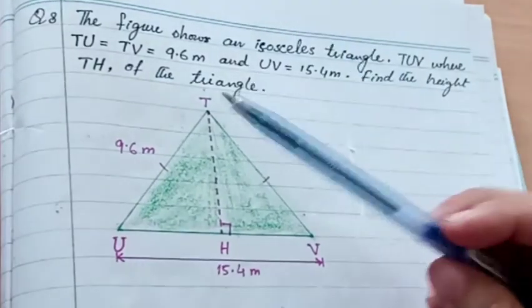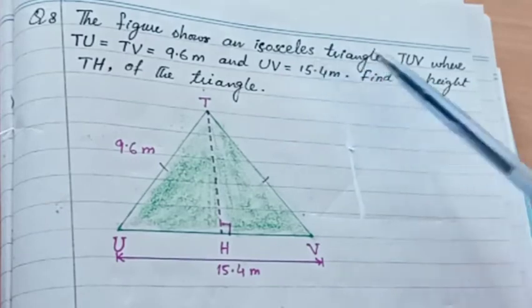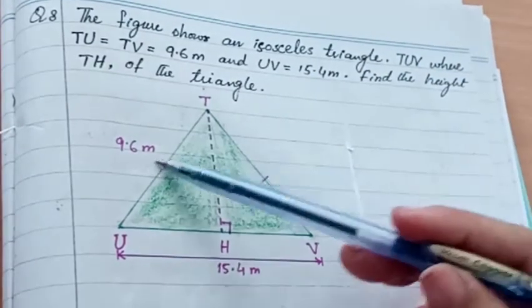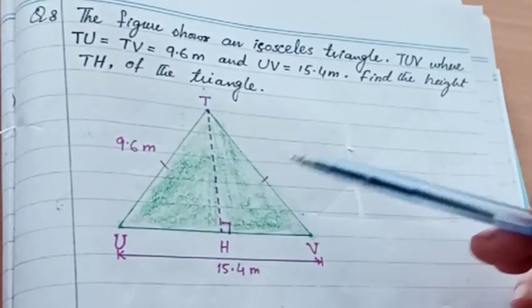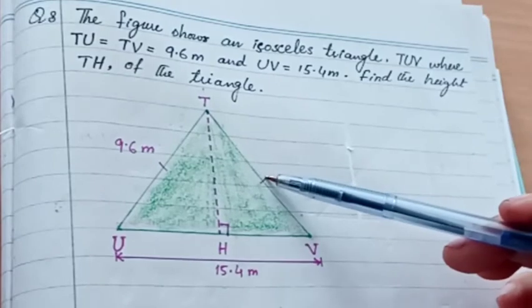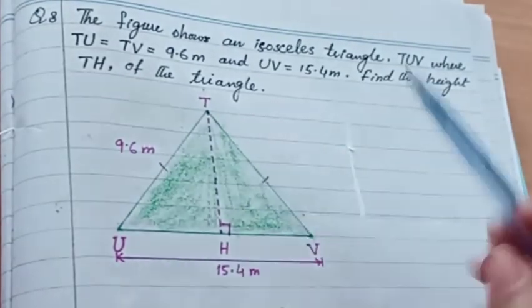Now I am solving question number 8. The figure shows an isosceles triangle. What is the property of an isosceles triangle? That two of its sides are equal. So this is the symbol of equal. When you see this symbol, it means these two sides are equal in length.